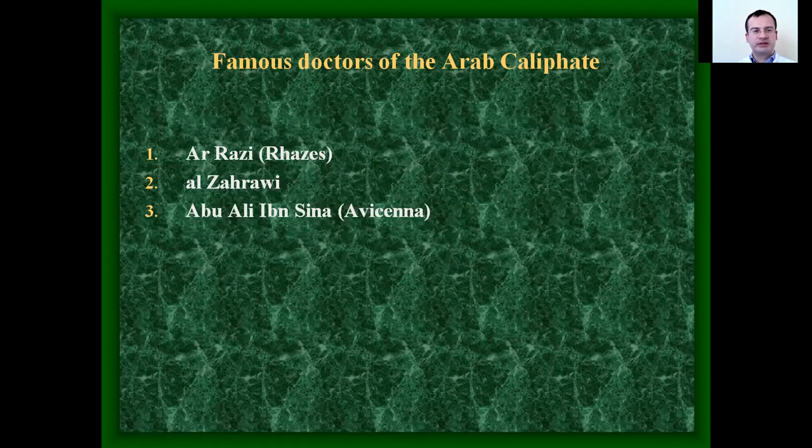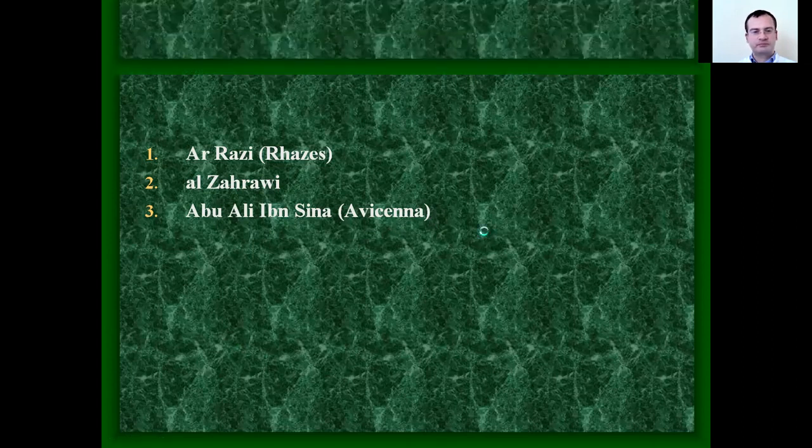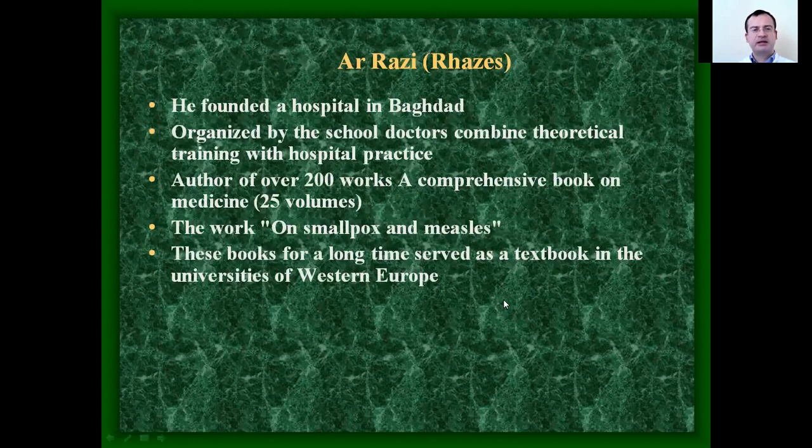Famous doctors: Ar-Razi, Al-Zahrawi, Abu Ali ibn Sina, who is mostly known as Avicenna. Ar-Razi founded a hospital in Baghdad, organized by the school of doctors, which combined theoretical training with hospital practice. He is the author of over 200 works in 25 volumes, including his work on smallpox and measles. These books for a long time served as a textbook in the universities of Western Europe.